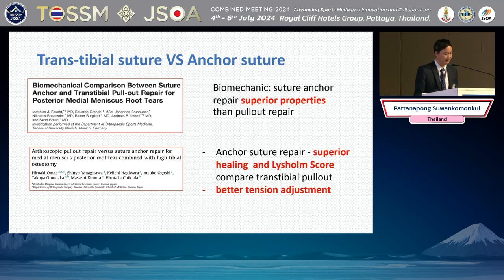This paper compares transtibial suture versus anchor: which one is better? Two studies show the anchor suture is better. The first study, from Munich by Professor Imhoff's group, shows superior biomechanical properties compared to pull-out repair. The lower one shows anchor suture repair has superior healing and Rhiannon score, and also you can adjust tension better while tying the knot.